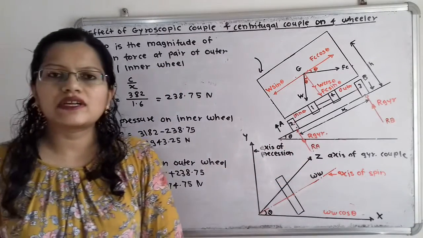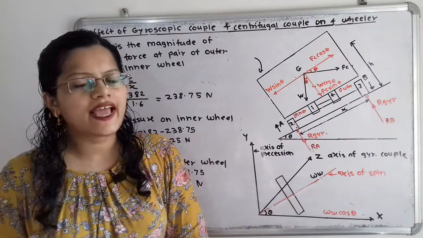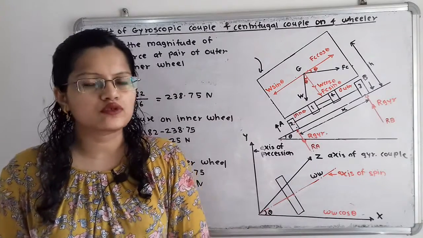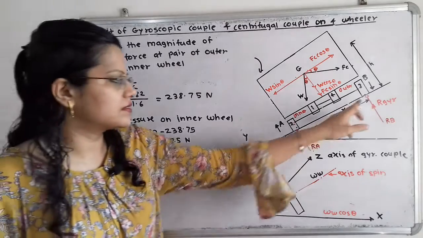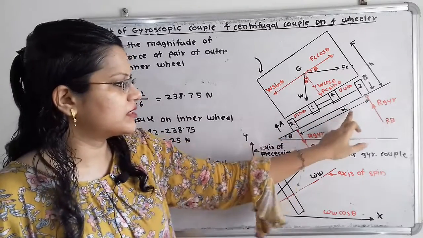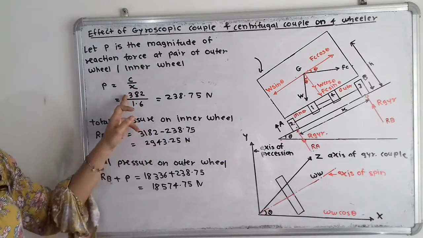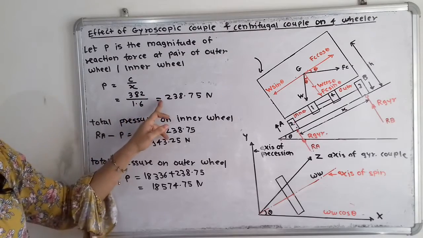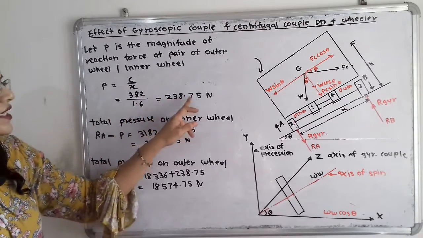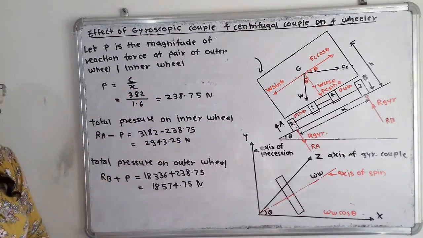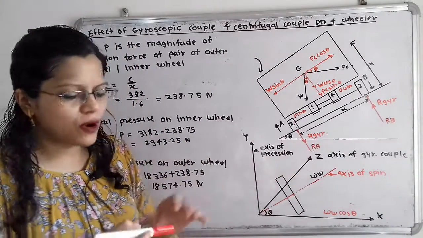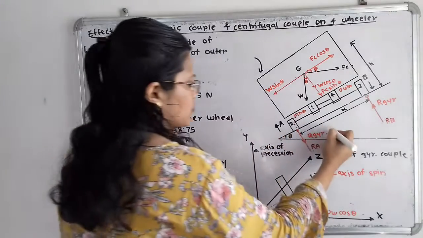So how to calculate P? This is the reaction due to the gyroscopic couple. We will take this couple divided by the distance between these two wheels. This distance is x. So 382 divided by 1.6, which is equal to 238.75 Newton. That is the value of P. Now this value of P is nothing but R gyro.